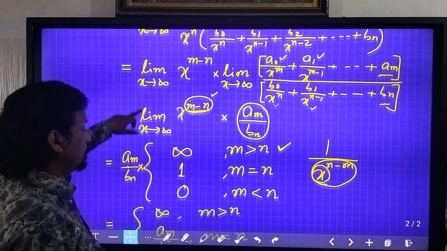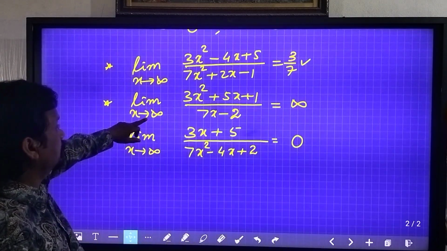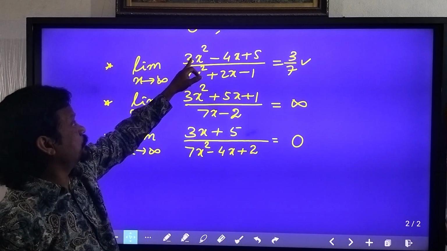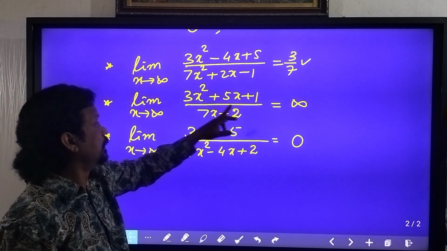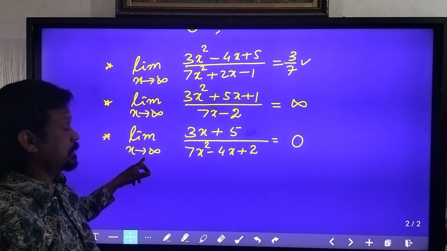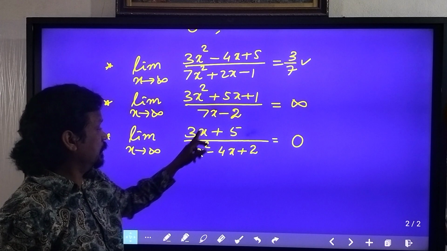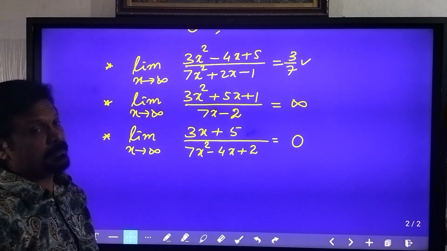Okay. So I have already given three examples. See here, in these three examples, all of which are infinite limits, here the degree is the same, so highest power of x in the numerator divided by highest power of x in the denominator gives 3 by 7. Here the degree of the numerator is more, so the answer will be infinity. Here the degree of the denominator is more, so the answer is 0. This is all about this problem.